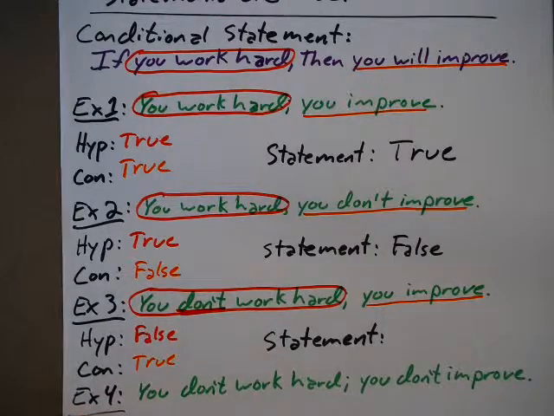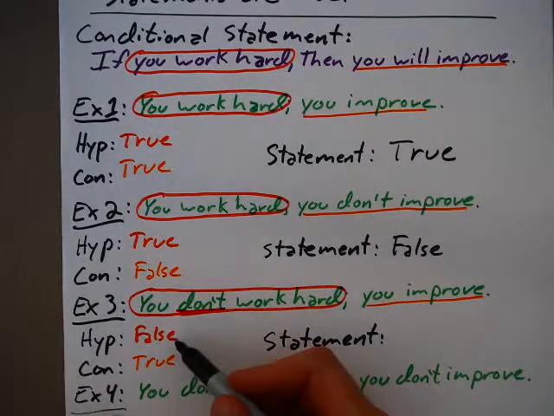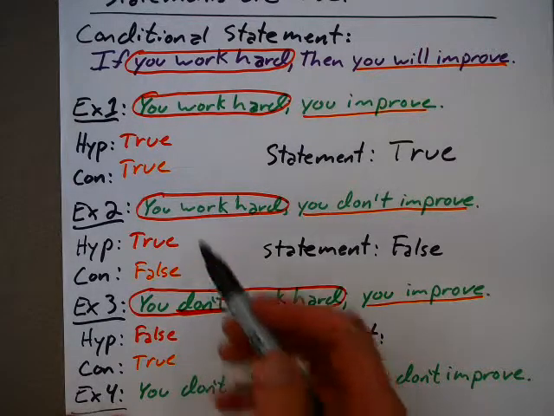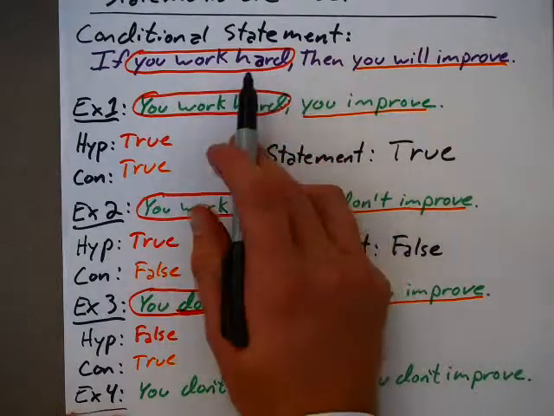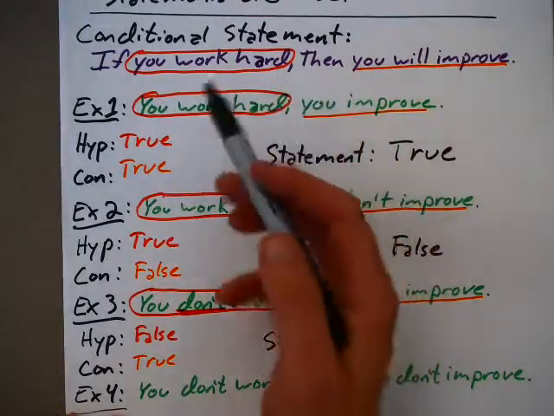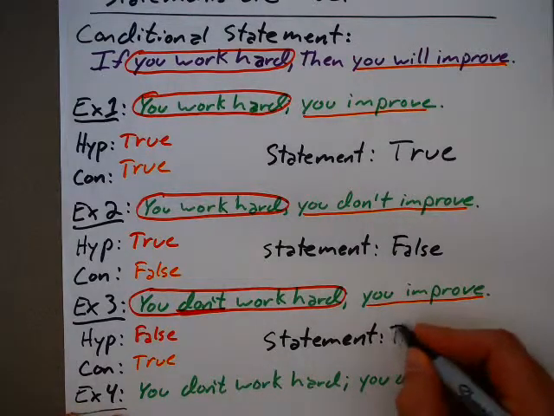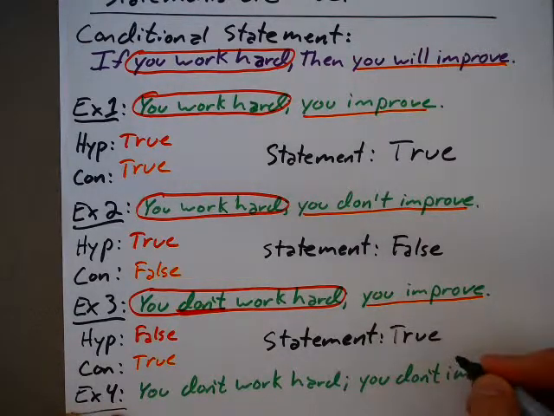Now, this is where this becomes a little difficult. Because our hypothesis is false, it's sort of one of those things where all bets are off. Nothing here tells us what happens if you don't work hard. So we have no information to go on. And because we don't have any information to go on, we can't prove that it is false. So since we can't prove that it's false, we must say that it's true.